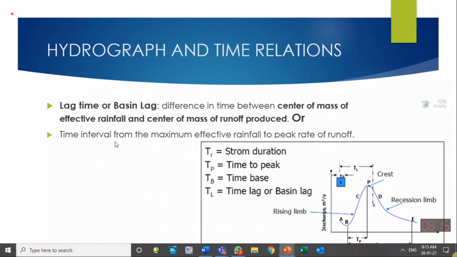Okay, so the time interval from the maximum effective rainfall to the peak rate of the runoff. So that is what we have defined. Most of the time we take it equal to this because finding these two centers is difficult. So approximately it is equal to the time duration between the peak of the effective rainfall and the peak of the hydrograph. That is our approximation. That is the easy path, but the proper definition is the one stated earlier.